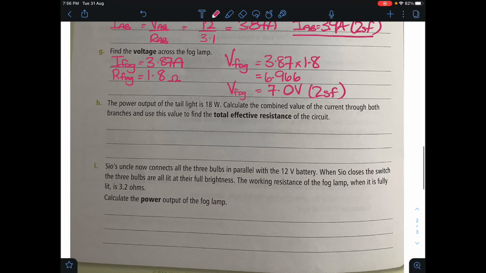All right, last couple. The power output of the tail light is 18 watts. Calculate the combined value of the current through both branches and use this to find the total effective resistance of the circuit. So we're looking for R total. The first thing I'm going to do is work out the current through the tail lamp. So the power of the tail lamp is equal to the current going through it times the voltage used by it.